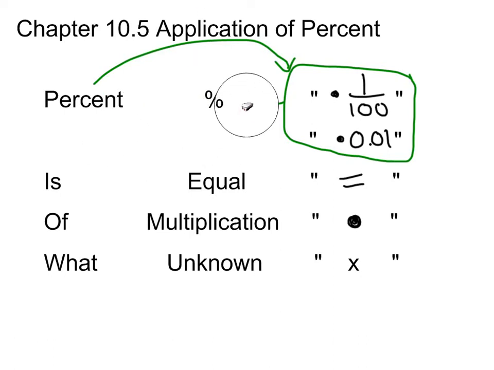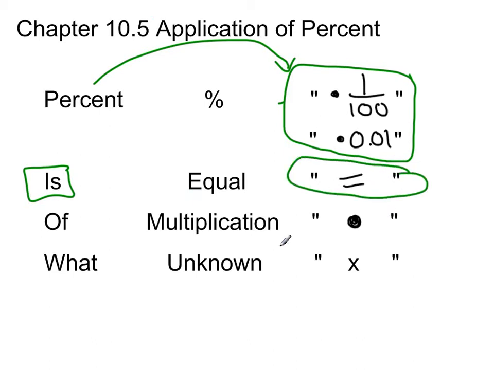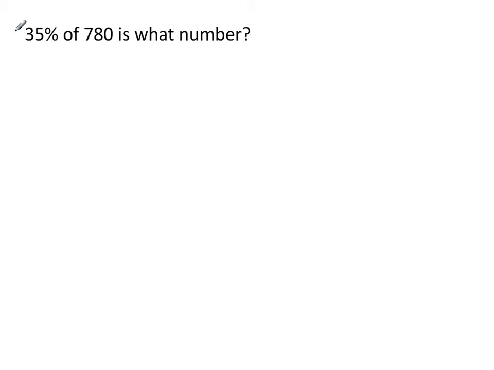The next thing that we need to know is "is." Is translates to us as equal, so we'll always use the equal sign whenever we see is. Of translates to multiplication, and what is our unknown, so we use x usually, but any variable will do. So if we keep these in mind, we're going to go ahead and tackle our first problem, in which we're going to directly translate what each thing means.